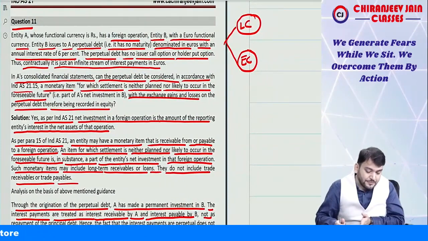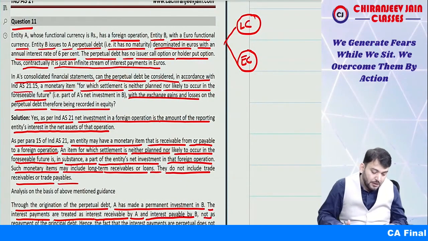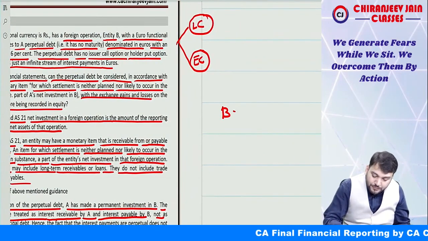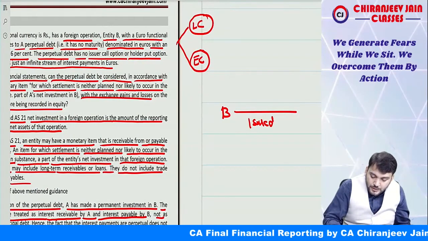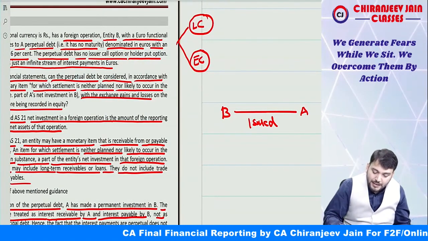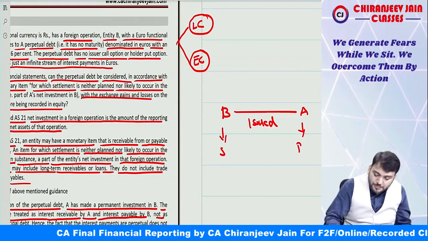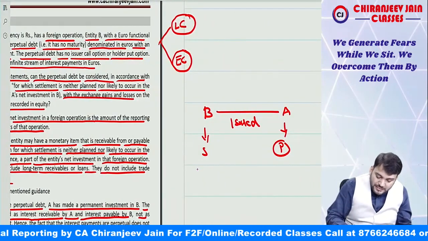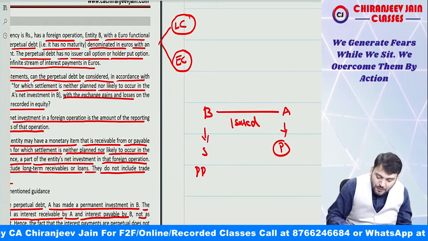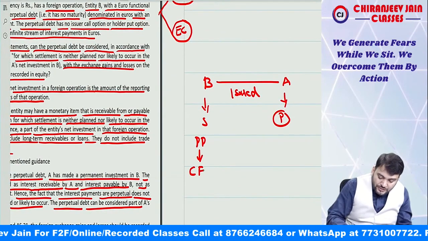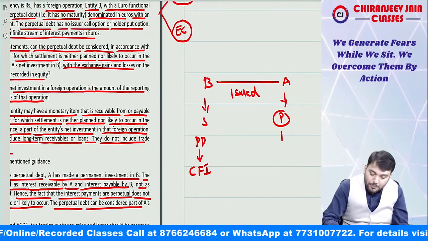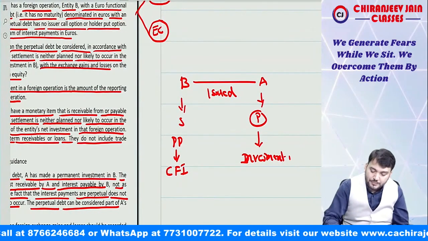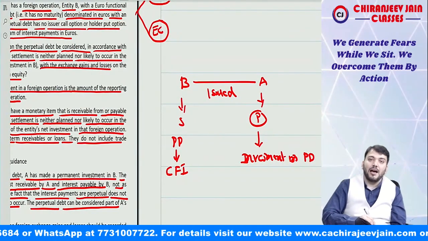When I say entity A has a foreign operation, entity B, and entity B issued a perpetual debt, who has issued? Entity B has issued a perpetual debt to entity A. This is the subsidiary, this is the parent company, correct? Yes, sir. Can I say this perpetual debt is a compound financial instrument in the books of B, and in the books of A, it is investment in perpetual debt. I hope you are understanding.